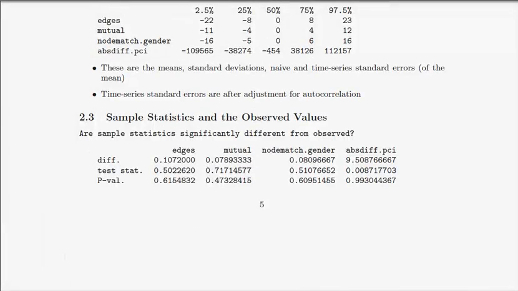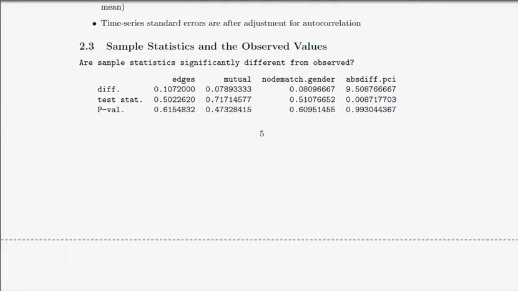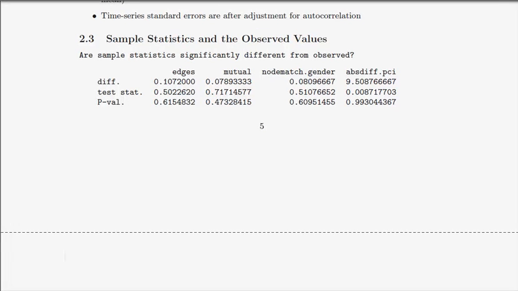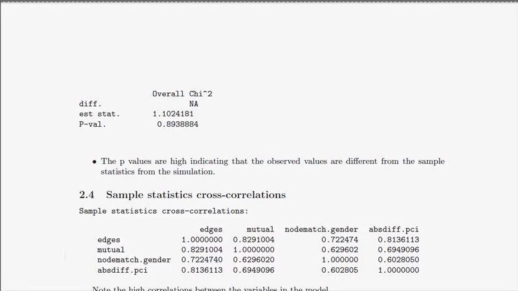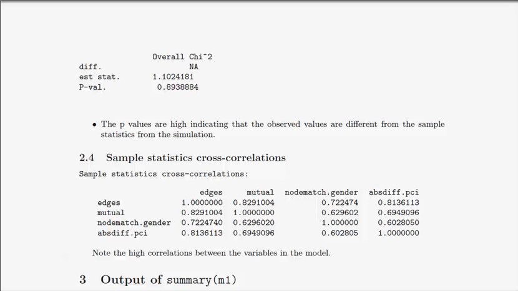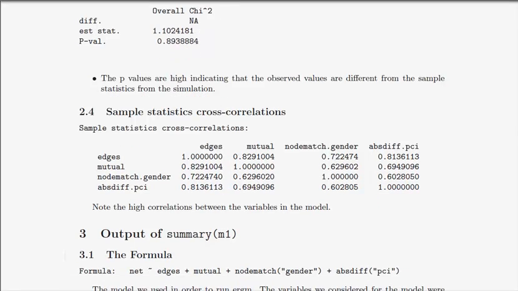Sample statistics and observed values for edges, mutual ties, gender, and absolute difference in the per capita income. There's a difference and test statistics and p-values. If you look here, the p-values are rather high, which suggests that the model is not a great fit. So you may like to fiddle around with the model. Same here, the p-value for the overall chi-square is also a bit high. So the model is not a great fit.